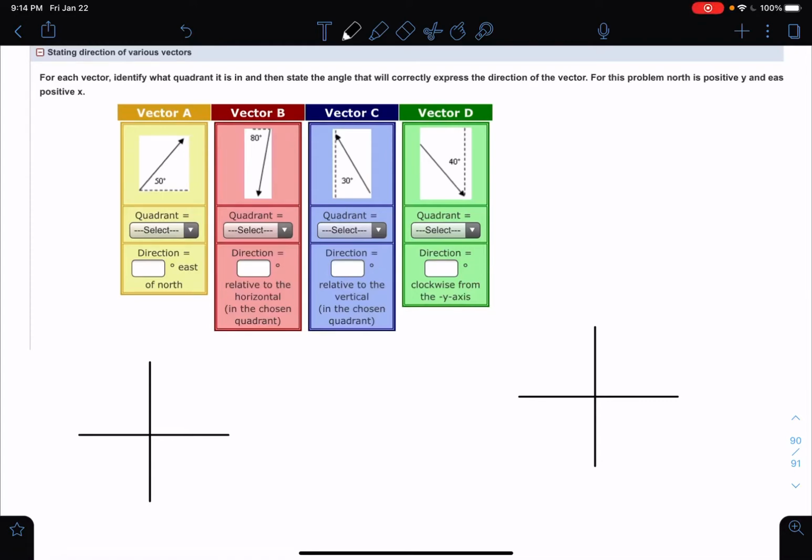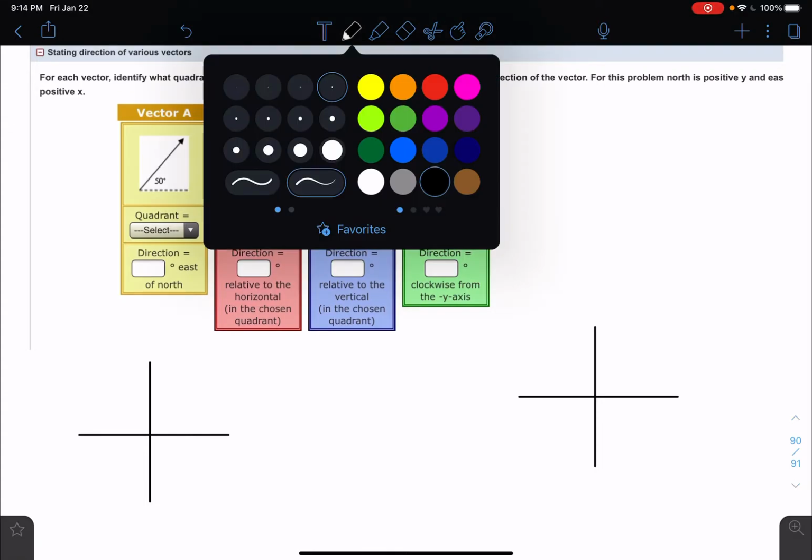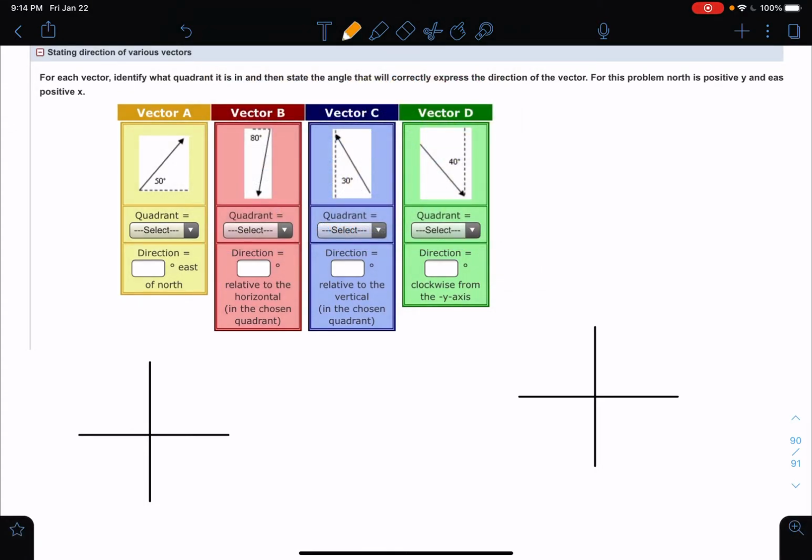For this problem, you need to identify what quadrant each of the given vectors is in, and you need to state the angle that will correctly express the direction of the given vector. So the approach that I recommend is drawing the vector. I'm going to start with vector A. So if I draw vector A, it's pointing up and to the right.